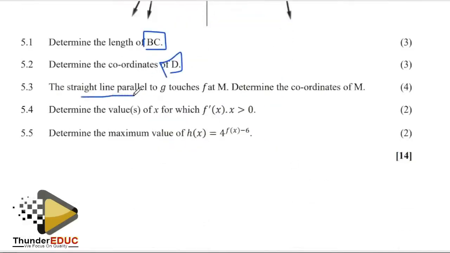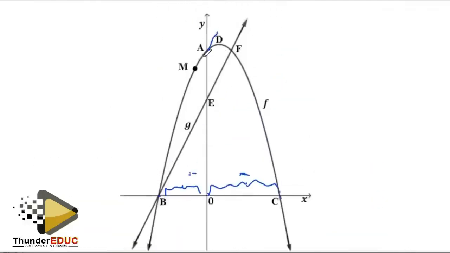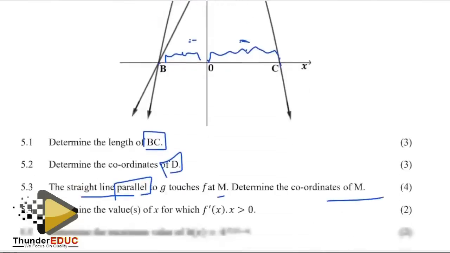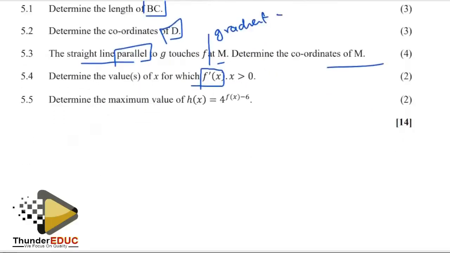Then there's a straight line that is parallel. These things parallel to G, touches F at M, coordinates of M, calculus involved. There's some bit of calculus because we need the gradient. We know that with parallel lines, the gradients are the same. With perpendicular lines, the products of the gradients will give us a -1. Then when they ask for the values of x for which f prime, remember f prime is the first derivative, which first derivative focuses on the gradient. Okay, gradient. Then when they ask for maximum, you look at the turning points.